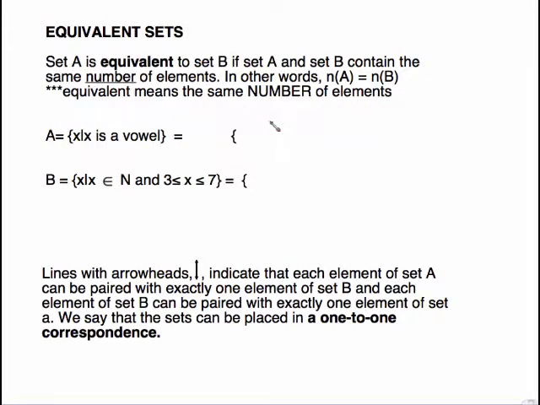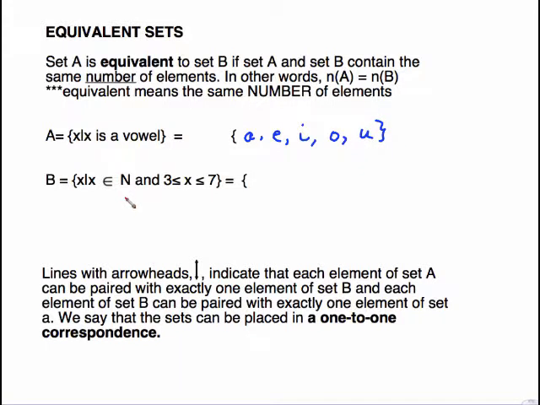Equivalent sets. The word equivalent is referring to 2 sets having the same number of elements. And in terms of the cardinality representation, we would say n of A equals n of B. Equivalent means the same number of elements. So let's say set A in set builder notation is all x such that x is a vowel. Well, let's write it out in roster method. That's A, E, I, O, U.